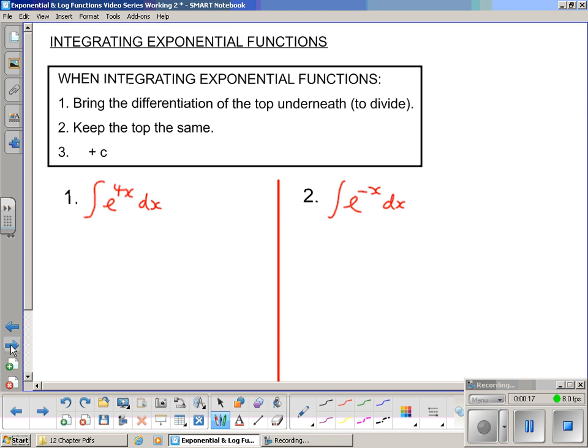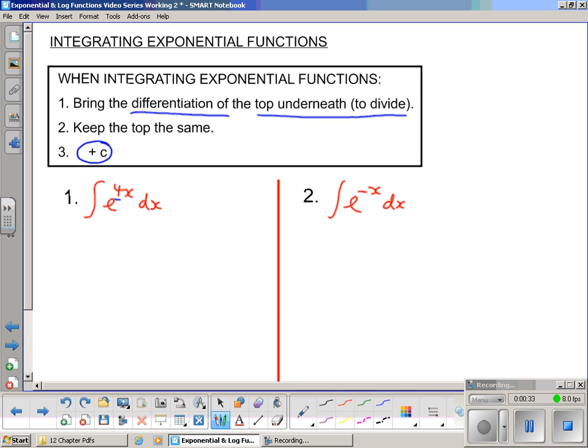When integrating exponential functions, we actually take the differentiation of the top and we put it underneath the expression to divide, and then we keep the top the same and we add c at the end of it. Let's have a look at an example.